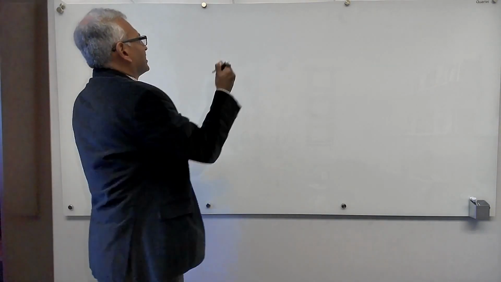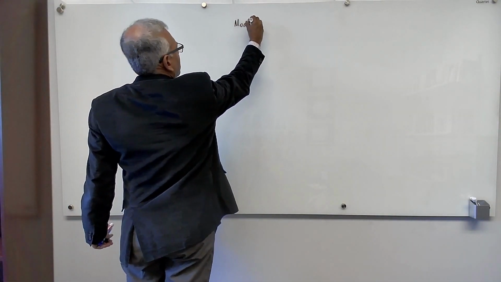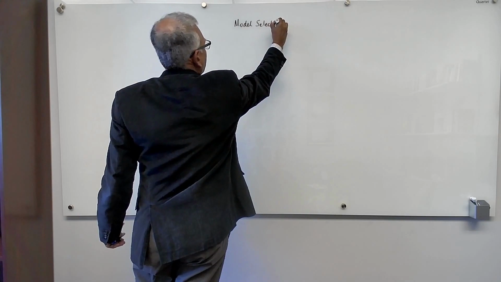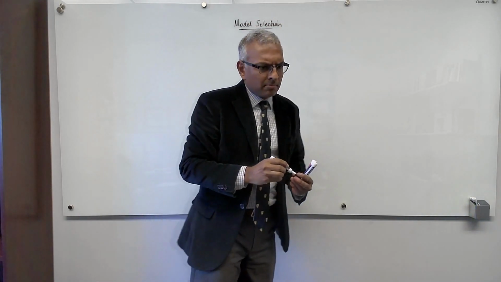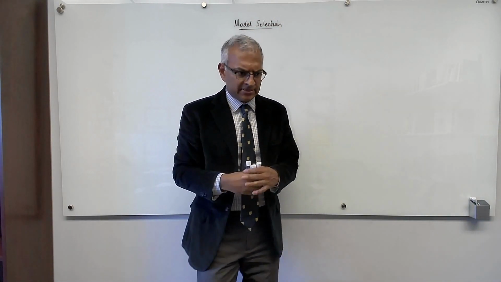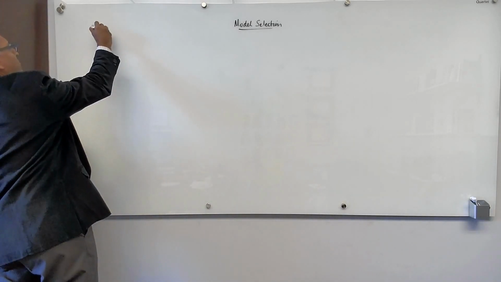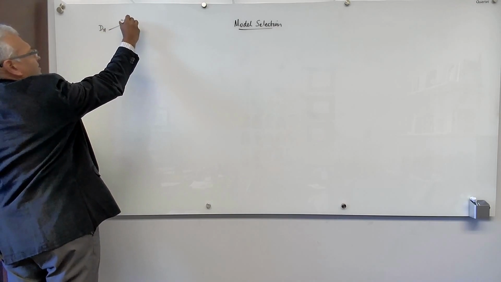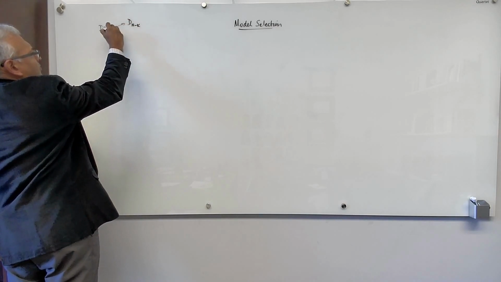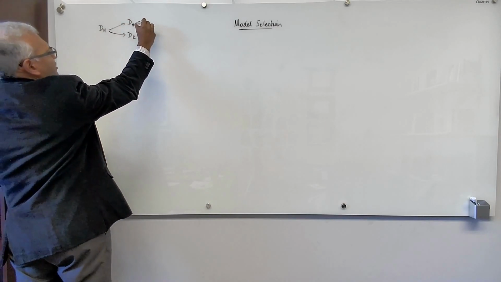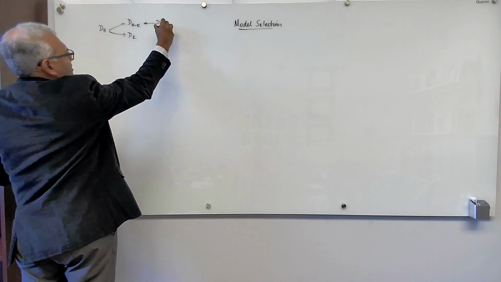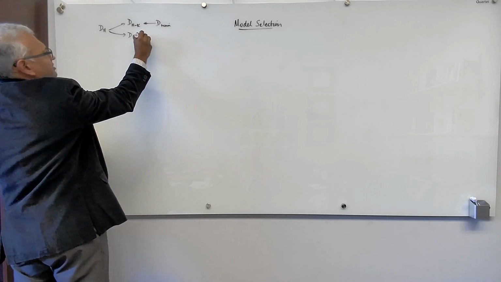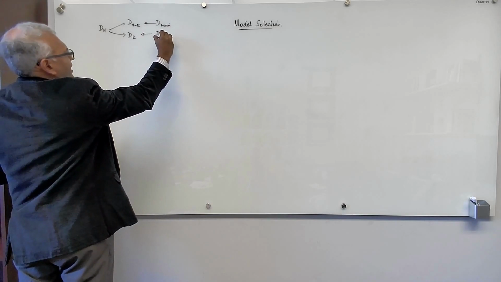Okay, so model selection. It's a very simple but useful application of validation. Remember, in validation you have your data set D_N and you have split it into your training set D_{N-K} and your validation set D_K. So let's call this the training set D_train and this the validation set D_val.